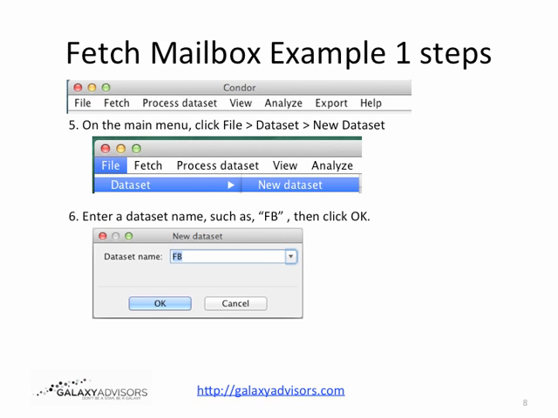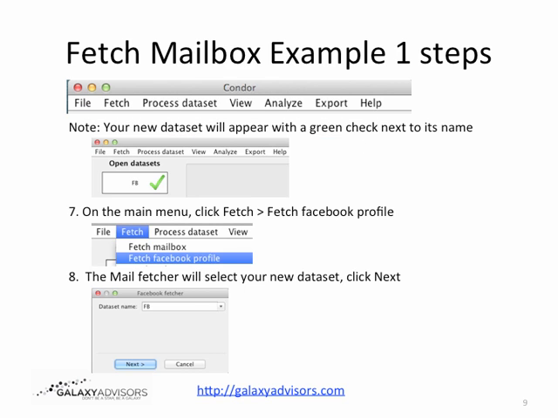In step 5 on the main menu, again click File, Dataset, New Dataset. And then step 6, enter a dataset name such as FB. Again, the name should be short with no spaces or special characters. Again, you can use the underscore. And after you've entered a dataset name, click OK.